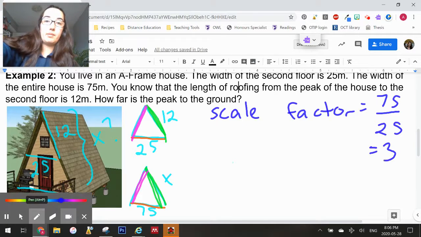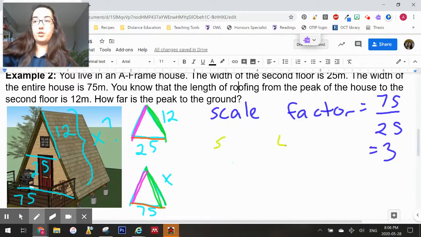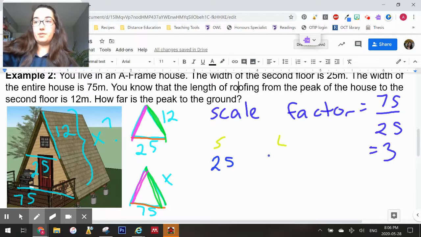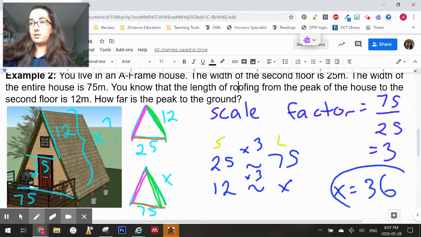Now I can set up my similarity statements. I need the information for my large triangle, which means I'm going from small to large. That means I'm going to go from 25 to 75, and similarly, from 12 all the way to x. These sides are similar. How are they similar? Well, we have to multiply by our scale factor, which is 3. We know that 25 times 3 is 75, and therefore 12 times 3 is going to be x. So x is equal to 36.